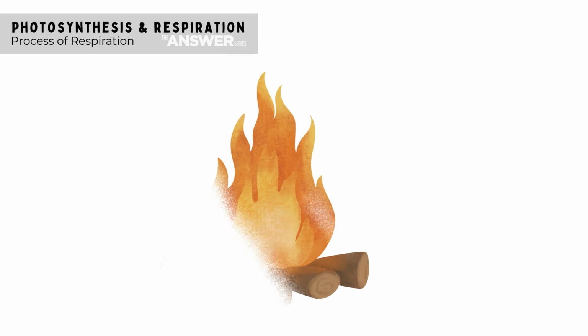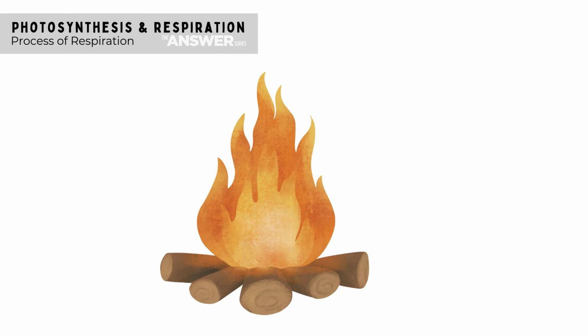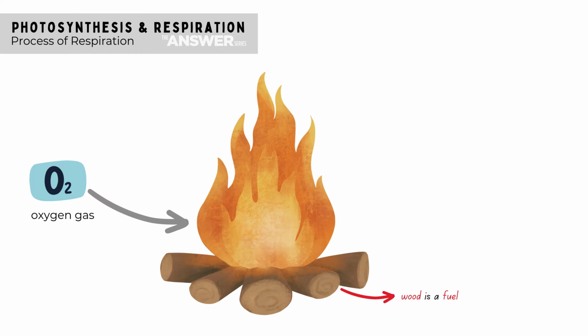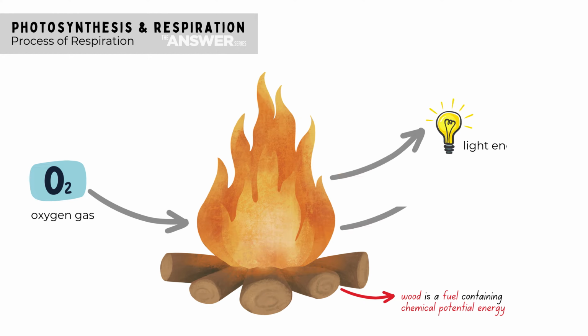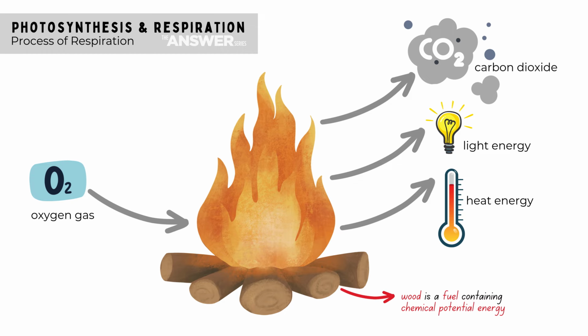Think of your food as a fuel, because a fuel can be burned to release energy. Take the analogy of burning wood. Wood is a fuel. In order for it to burn, it requires oxygen. A fire won't light if there is no oxygen for it. Inside the wood, there is stored chemical potential energy. So when the wood is burned, that stored energy is released as heat and light energy. Carbon dioxide is also released into the atmosphere as a byproduct.